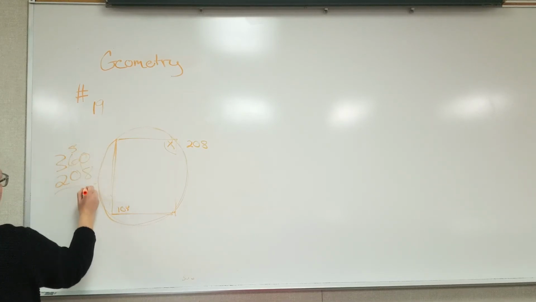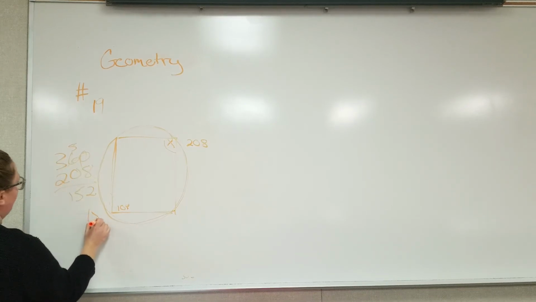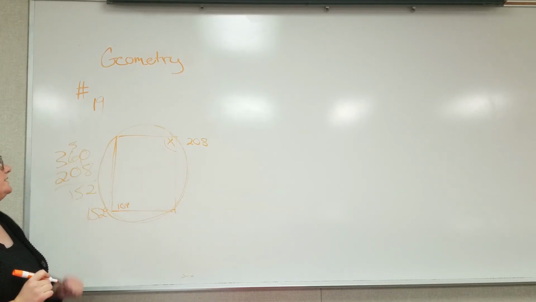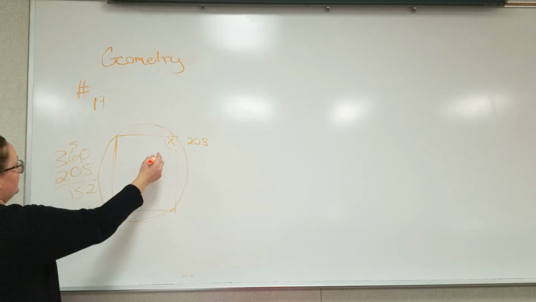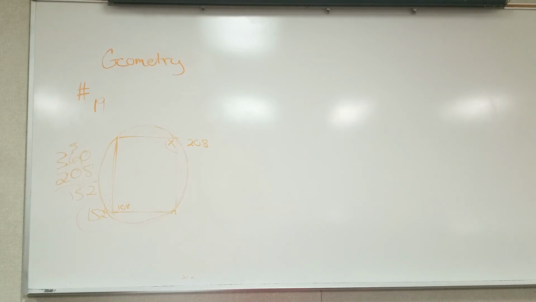152. This arc over here is 152 degrees. So this angle is equal to half of its arc. So if its arc is 152, divide it by 2, and you'll get your answer for the measure of the angle. All right. Work hard. Remember these formulas. It's very important, all right?